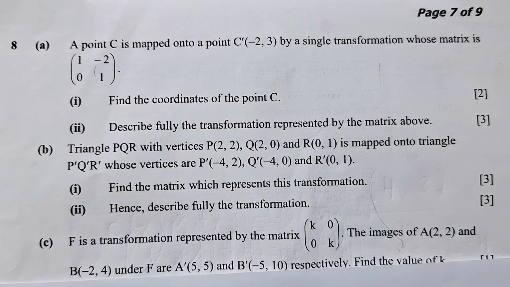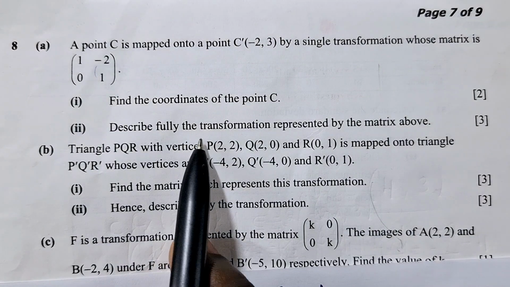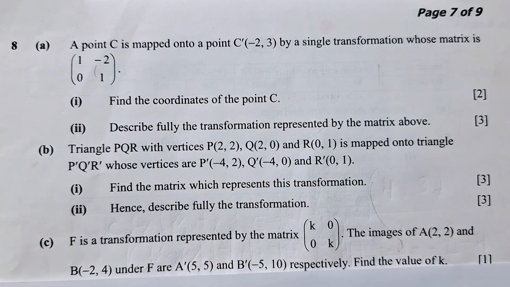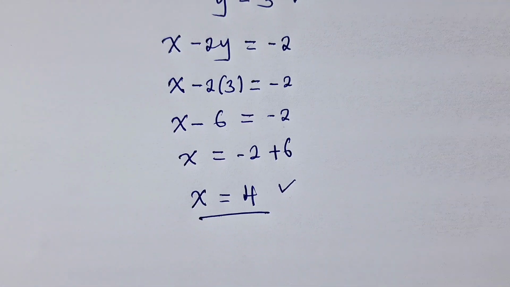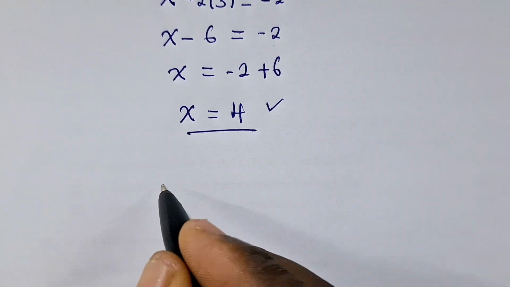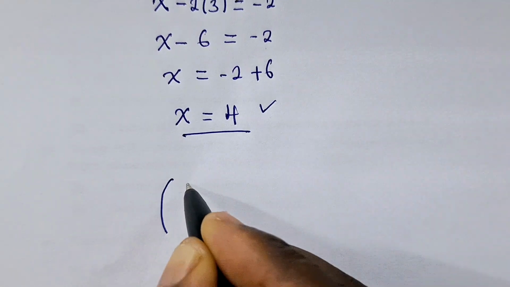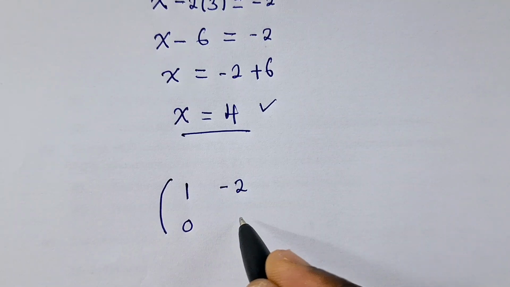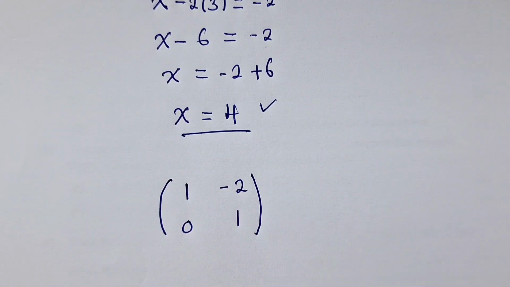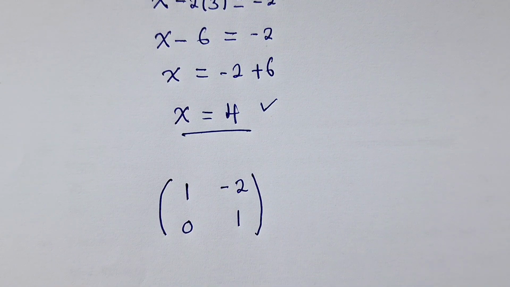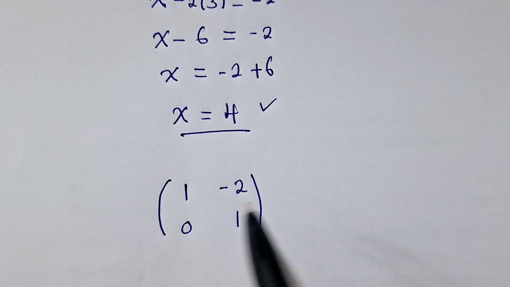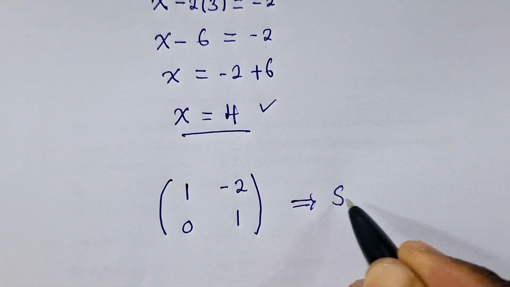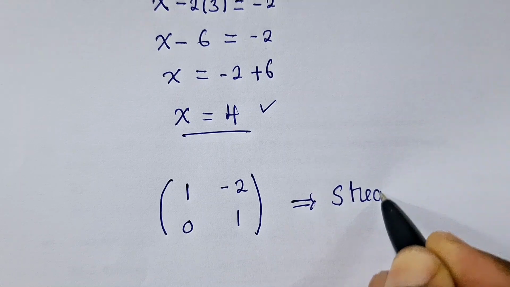The next question reads, describe fully the transformation represented by the matrix above. So we know the matrix looks like this: 1, negative 2, 0, and 1. Looking at this matrix, we can tell that this is a shear.